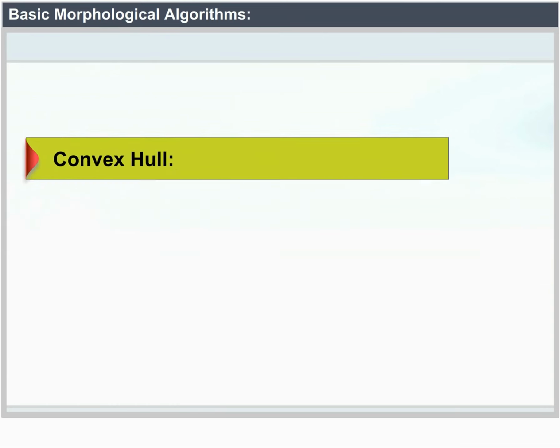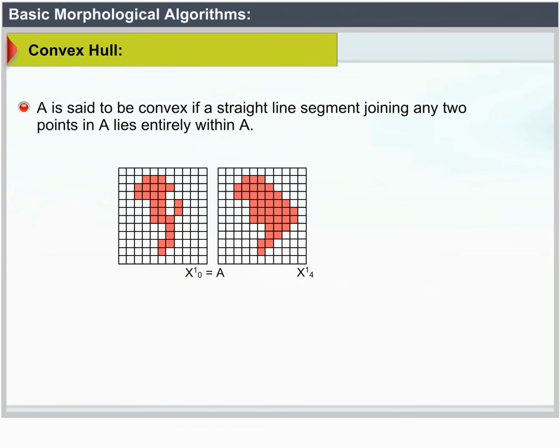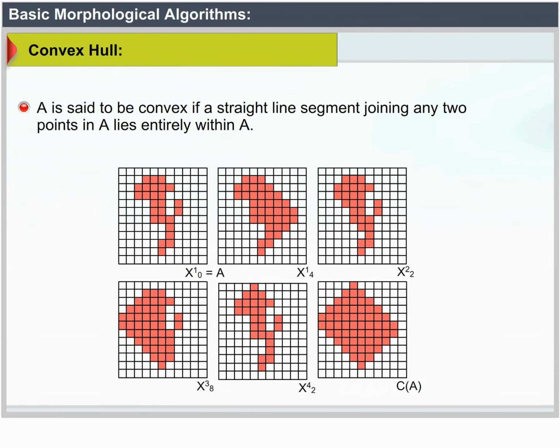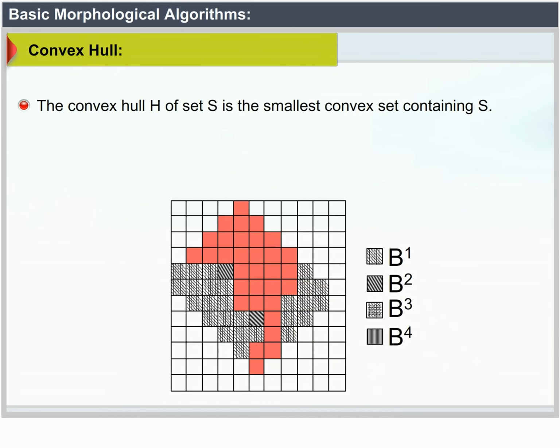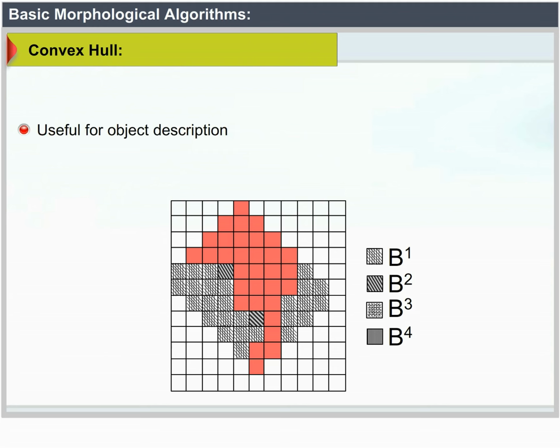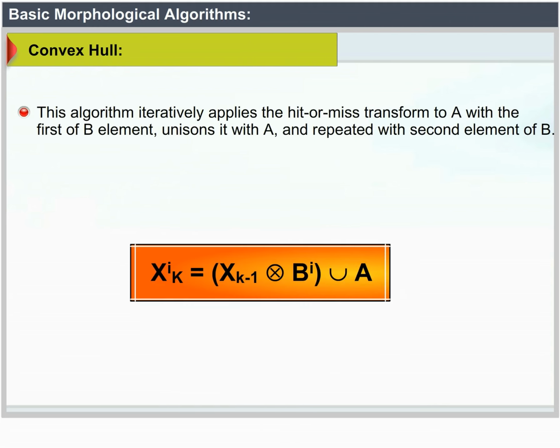Convex hull. A is said to be convex if a straight line segment joining any 2 points in A lies entirely within A. The convex hull H of set S is the smallest convex set containing S. Convex deficiency is the set difference H minus S, useful for object description. This algorithm iteratively applies the hit or miss transform to A with the first element of B, unions it with A, and repeats it with the second element of B, as seen on screen.